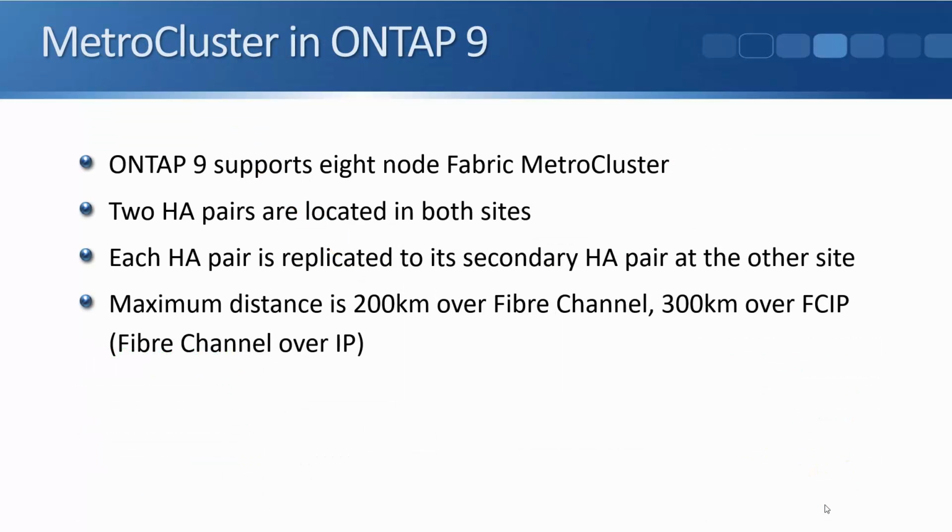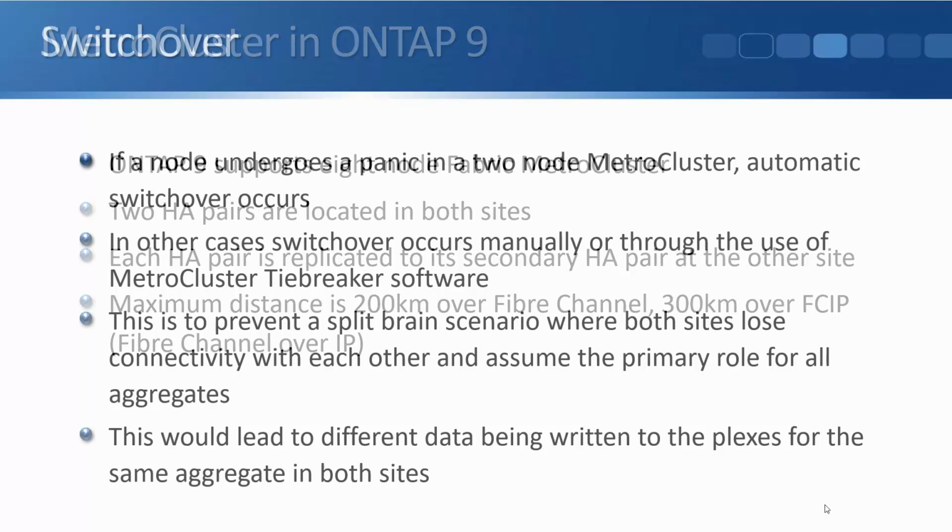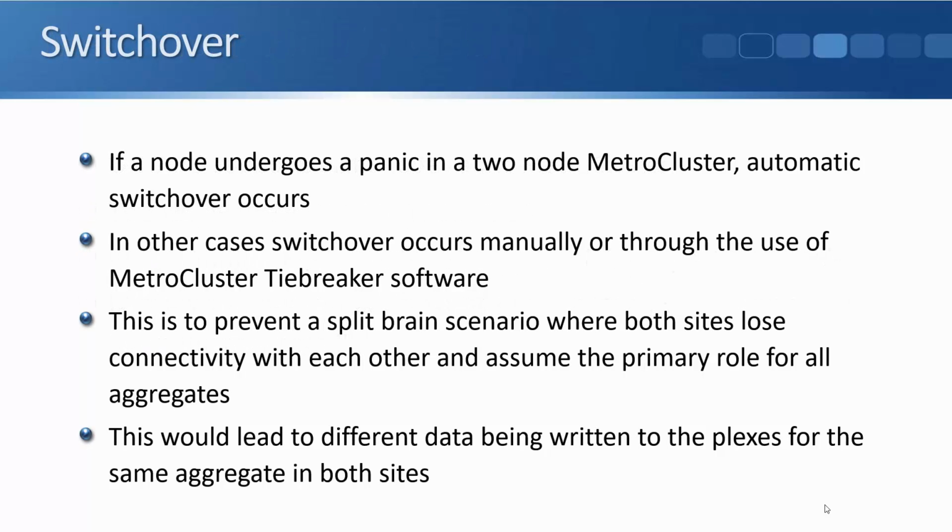We also had an improvement when ONTAP 9 came out as well. ONTAP 9 supports 8 node Fabric MetroCluster. With the 8 node configuration, we have 2 HA pairs located in both sites. Each HA pair is replicated to its secondary HA pair at the other site. The maximum distance is 200 kilometers over fiber channel, or we can go up to 300 kilometers if we use the new option of FCIP, which is fiber channel over IP. So those are the supported configurations.